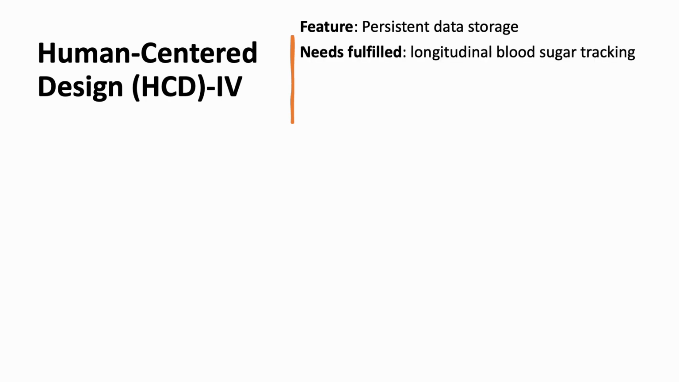The fourth human-centered design feature of my app is the use of persistent data storage. This feature fulfills the needs that most of my users would love to have longitudinal blood sugar tracking. This makes it necessary for the app to store the data every session so that the user can always come back to check on their blood sugar history and make proper adjustments in their management plan. The data source for this demonstration is synthetic user data I created. In real life, this will be real user data.